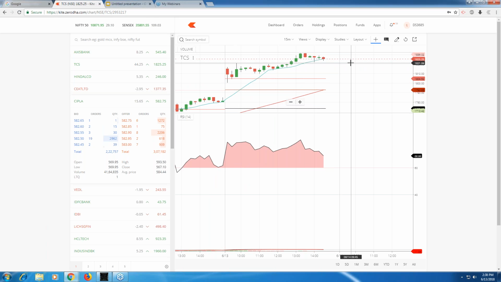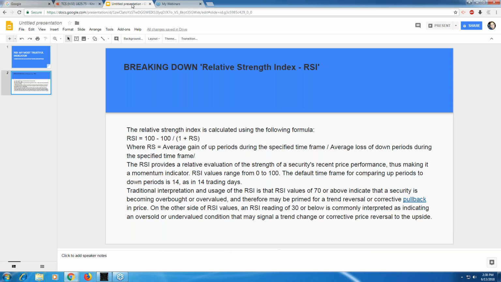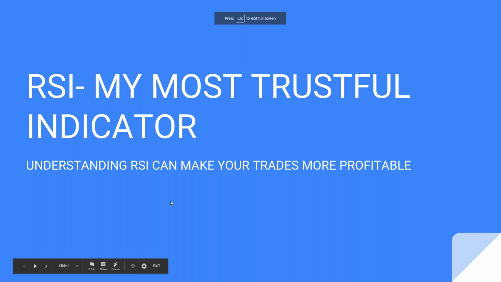So this is basically how I enter into stocks. And there are, of course, many more parameters that I combine to create a powerful and correct trade, right? Anyway, I wanted to share with you guys today about RSI, how it is an important indicator. It's one of my most trustworthy indicators. If you ask me what I look into, that one indicator is nothing but the RSI, right?